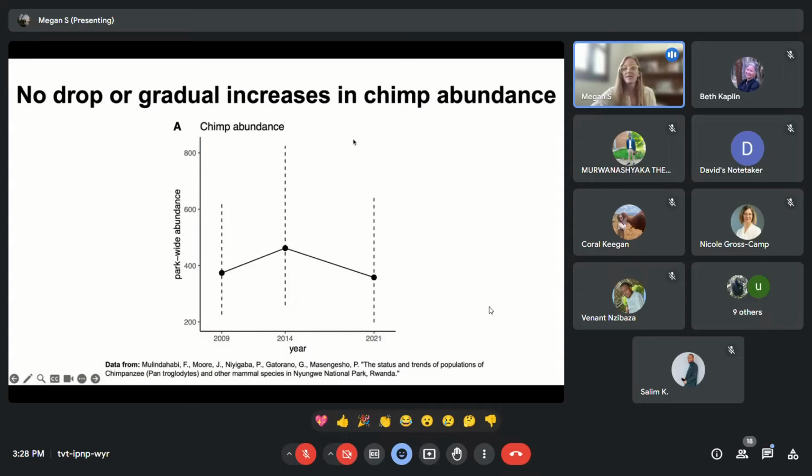I haven't done those particular analyses yet, so I have a more general analysis that I have results on right now. This is based on data that WCS had collected about chimp abundances in the park in 2009, 2014, and 2021. What those researchers found was that there was no drop, or gradual increases, in chimp abundances, so the chimp population over this period of time was relatively stable.